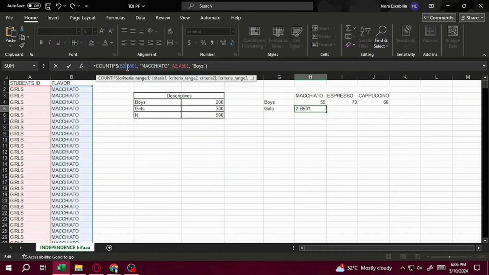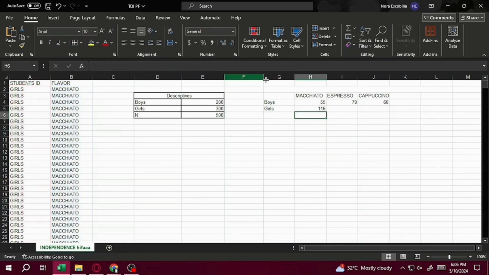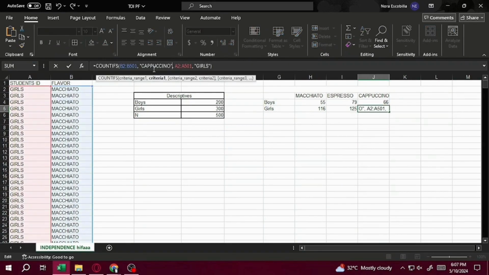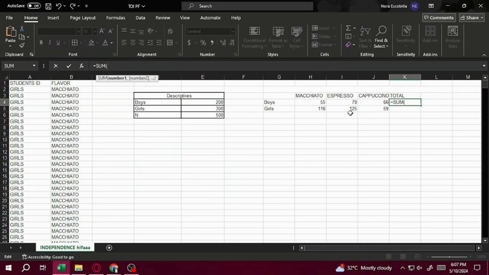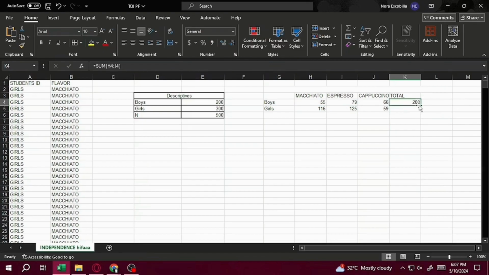Like I said, we can copy the function and change the criteria to make it more efficient. For the girls, we have 116 for the macchiato and 125 for the espresso. And lastly, for our cappuccino, we have 59. So now we will identify the total of these. Again, we can use equal sum. We can type equal sum and copy all of the values. Now we got 200 for the boys, and for the girls, we got 300.